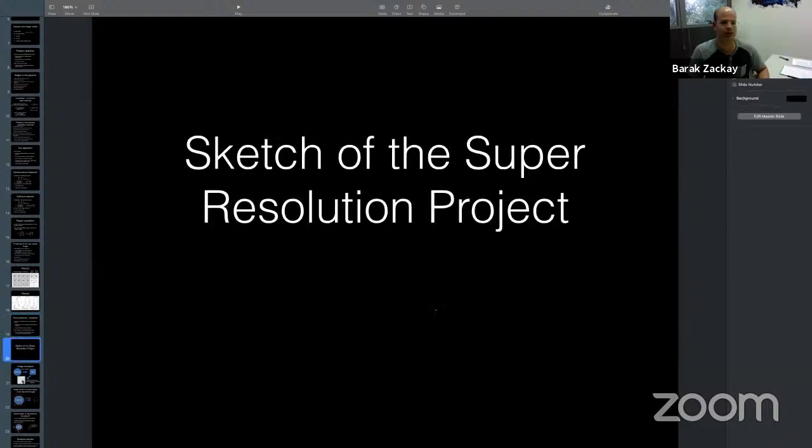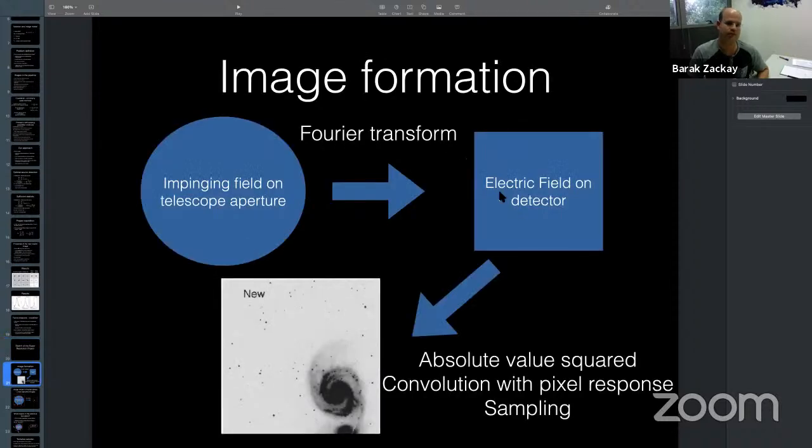Okay. So what is the sketch of this project? So you have some image formation. In the image formation, you have some electric field on the telescope, and then you conduct some Fourier transform, you get the electric field on the detector, then you do some absolute value squared, and then you convolve with the pixel response, and then you sample, you take discrete samples, and what you get is this beautiful astronomical image.